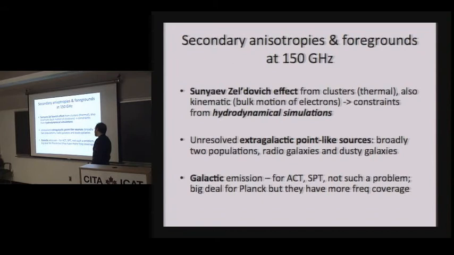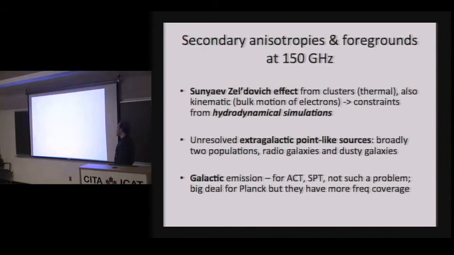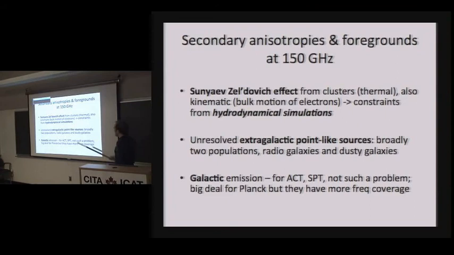And then finally, there's emission from our own galaxy. There's no frequency really where you can observe the CMB without having to worry about at least some galactic emission. ACT and SPT, probing small scales, choose areas of sky which are pretty free from galactic emission. So this isn't such a big deal for us. It's a very big deal for Planck, but of course Planck have a lot of frequency channels purely to do this component separation, so purely to get rid of the galactic emission.